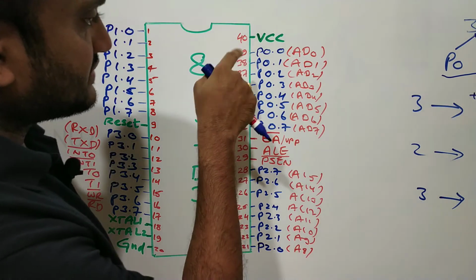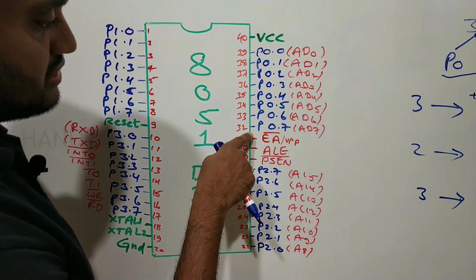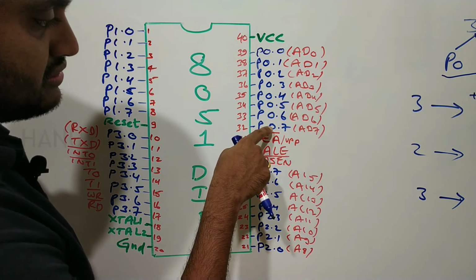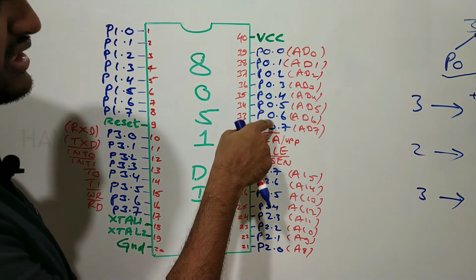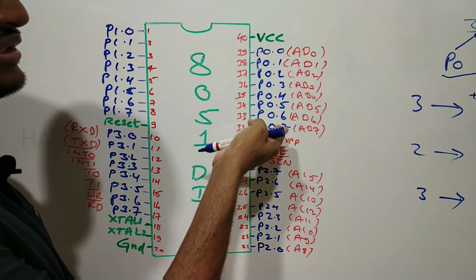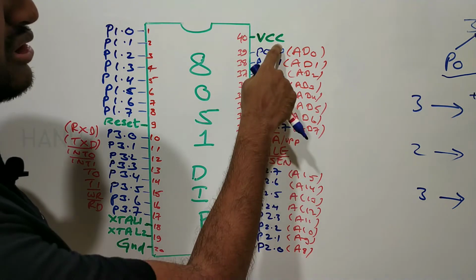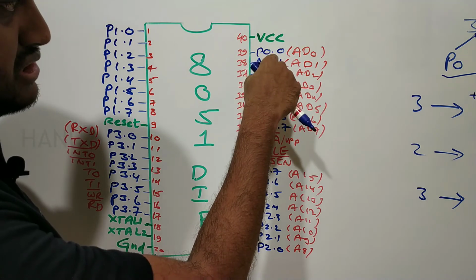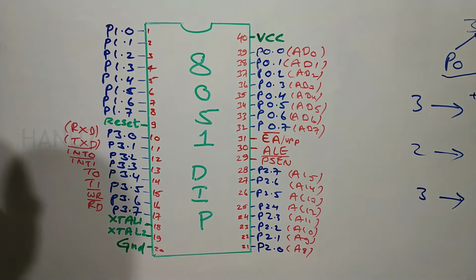But in this particular port 0, you can see it is reverse. Pin number 32 is 0.7, 33 is 0.6, 5, 4, 3, 2. So here the pin numbers are incrementing but the port numbers are decrementing. So don't write 0.0 to 0.7 downwards. You write 0.7 here and decrement downside. Okay, so that point you have to remember.